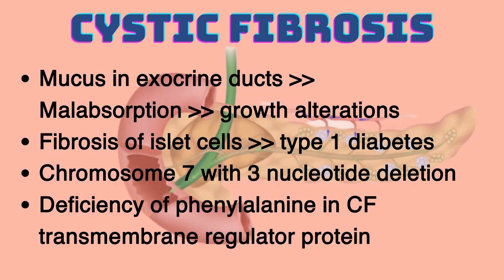Now, chromosome 7, a 3 nucleotide deletion is what the problem is. Those 3 nucleotides code for phenylalanine. So you're deficient in phenylalanine in the cystic fibrosis transmembrane regulator protein. All that's missing is the phenylalanine.